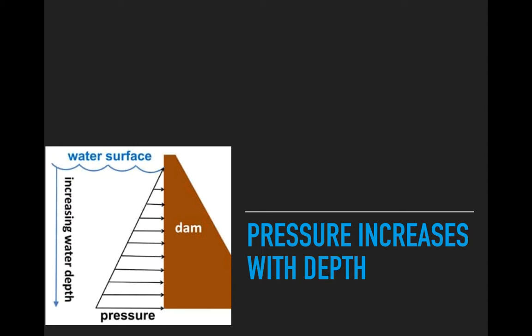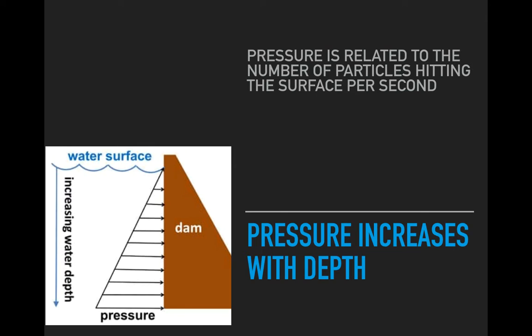The second sentence is an explanation of what pressure is. So pressure is related to the number of particles hitting the surface per second. How that relates to the dam is that there are more particles hitting the surface of the dam per second down at the bottom than there are at the top. And that has to do with a number of factors, including the density of the water down towards the bottom.